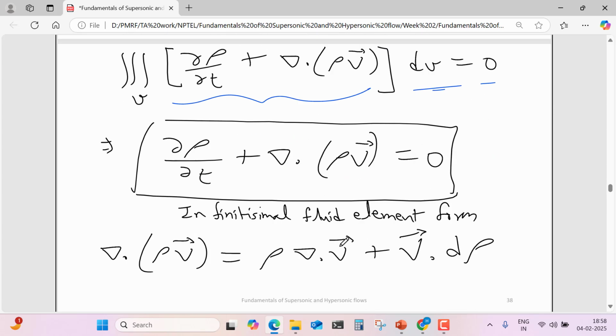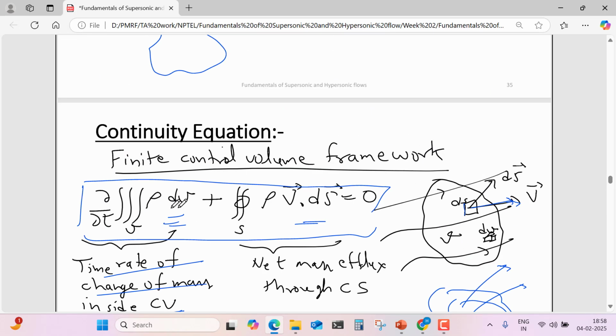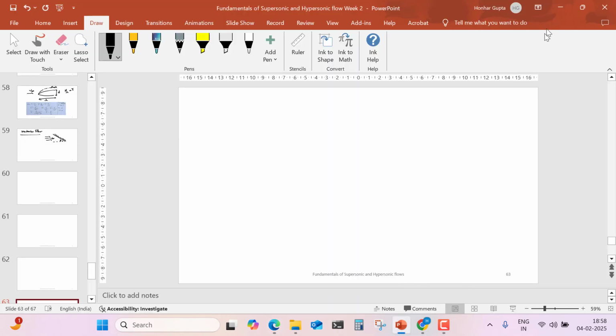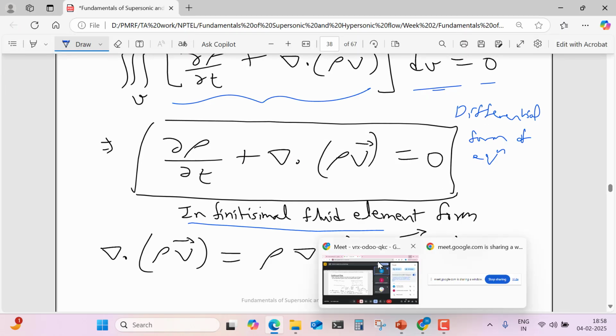So we got this equation: dou rho by dou t plus del dot rho V vector equals 0. This is for the infinitely small fluid element form. Generally we get the differential form of the equation using the infinitely small fluid element, and we get the integral form of the equation using the finite control volume framework. Is there any doubt till now?